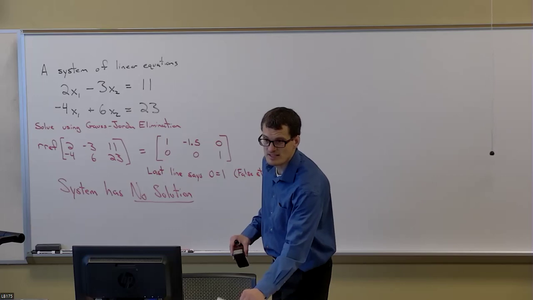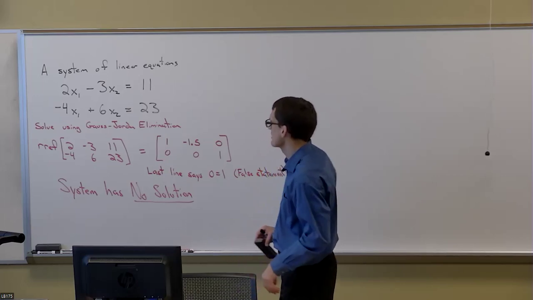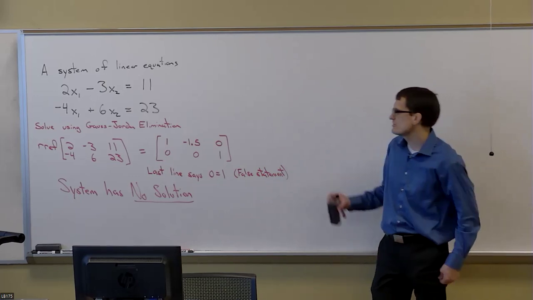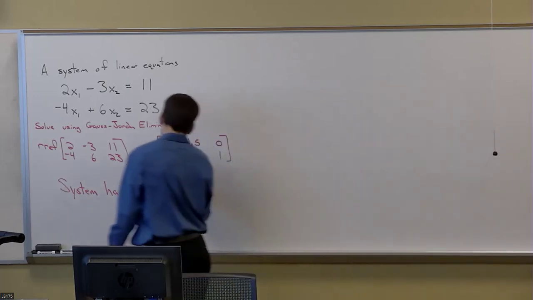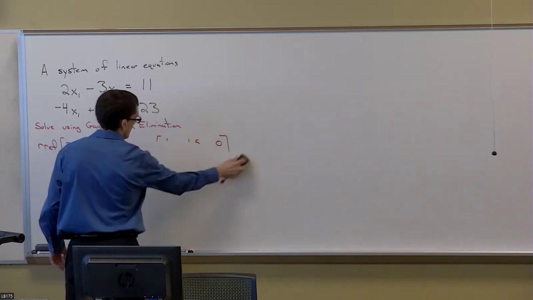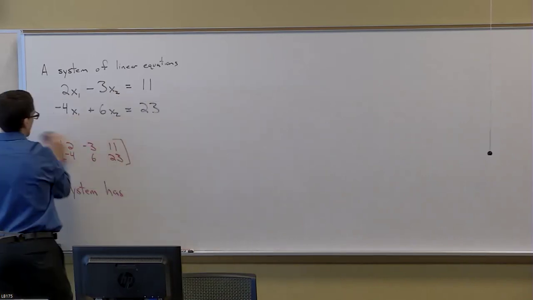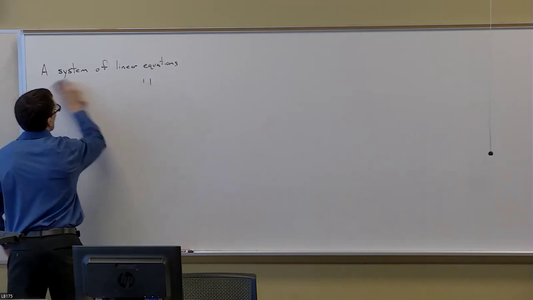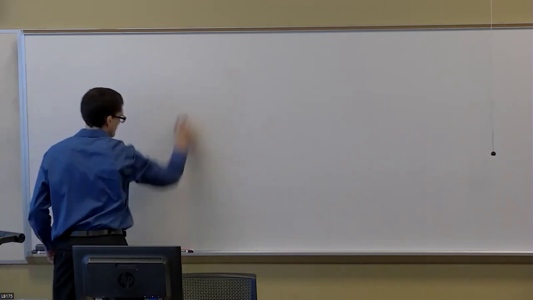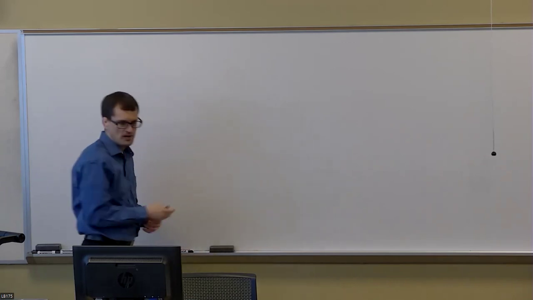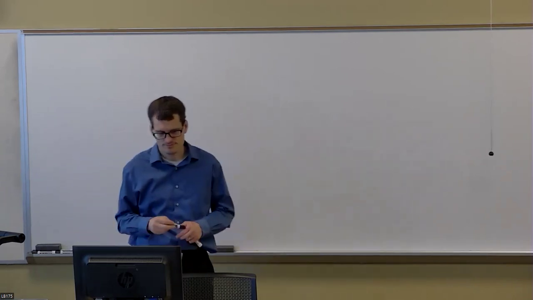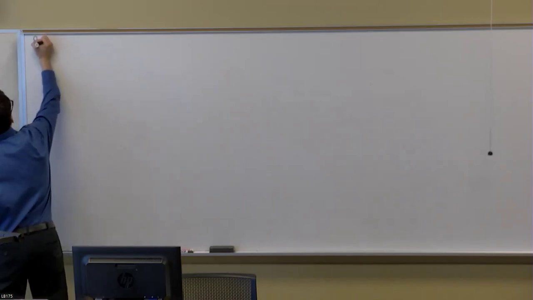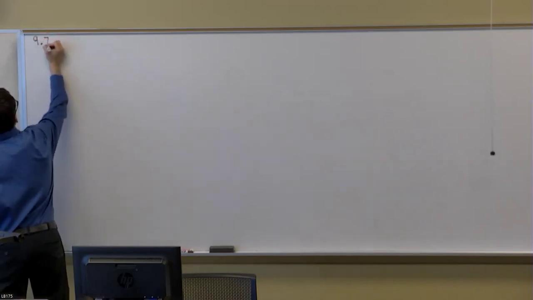Any questions about that? We'll do some more of these in a little while, using Gauss-Jordan elimination, using that reduced echelon form. But for right now, I'm going to give you another option.